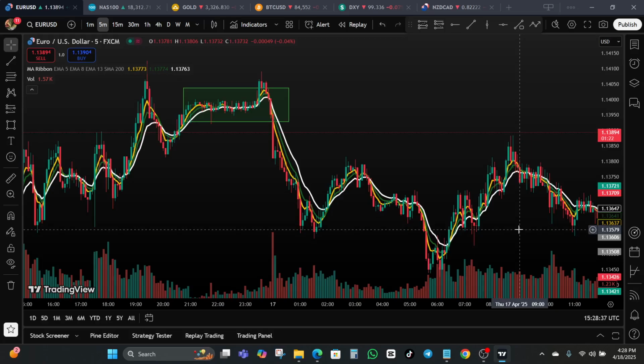Now, the 5-8-13 EMA strategy is a tested and powerful approach to fast-paced trading. It's clean, it's efficient, and it helps remove second guessing from your decision making.